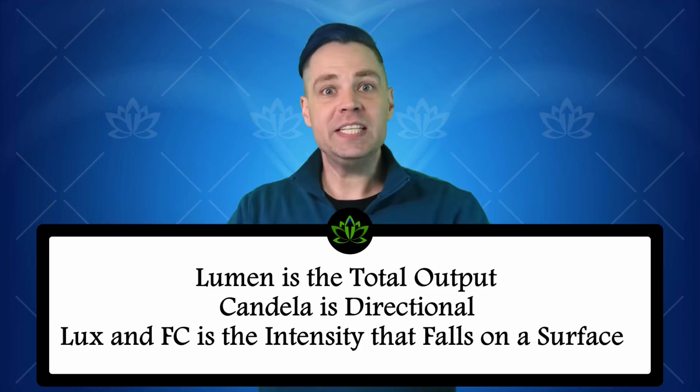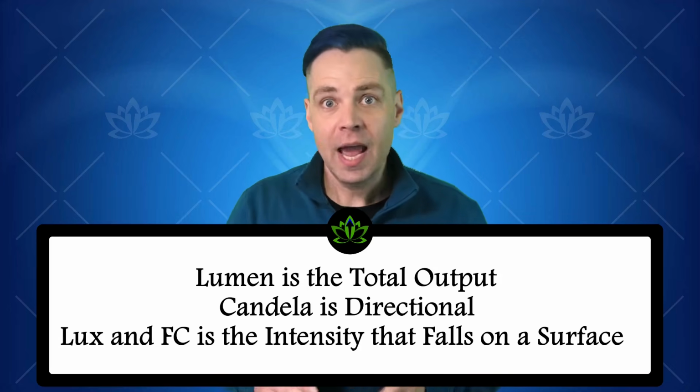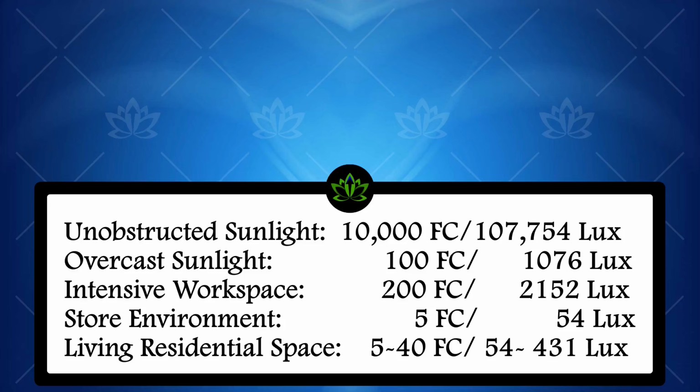So, lumen is the total amount of light from a source, candela is the directional amount of light, and lux and foot candle is the intensity that falls onto the surface. And here's some general reading examples just to put things into perspective.